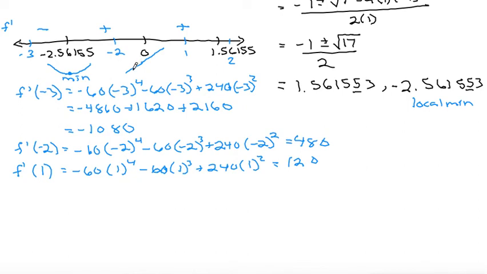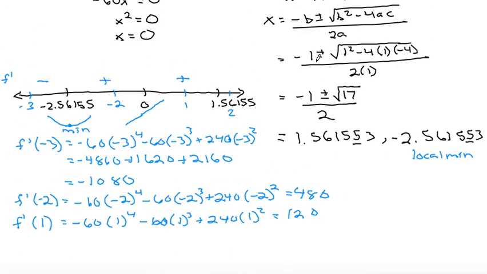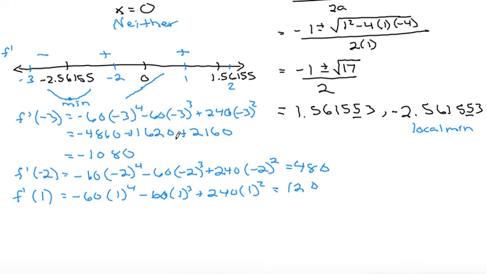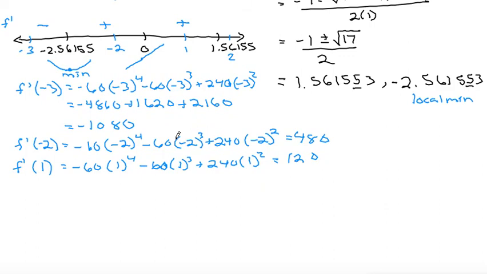So because it doesn't change from increasing to decreasing or decreasing to increasing, at 0 this is going to be neither. F at 0, or when x is equal to 0, this is neither a max or a min, because it has to change from increasing to decreasing or decreasing to increasing in order to be a min or a max. So now for the final test point, I chose 2.